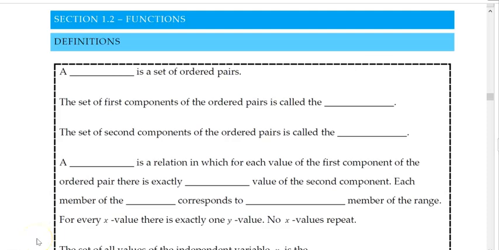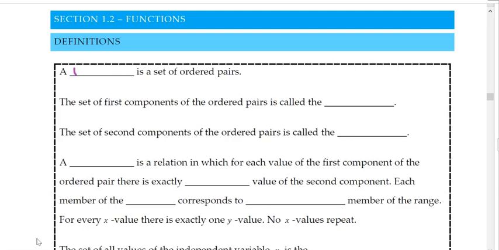In section 1.2, we'll be talking about functions. Before we can talk about functions, we've got to identify a few things first that are going to help us understand better what a function is and what it is not. All right, so first up, a blank is a set of ordered pairs.